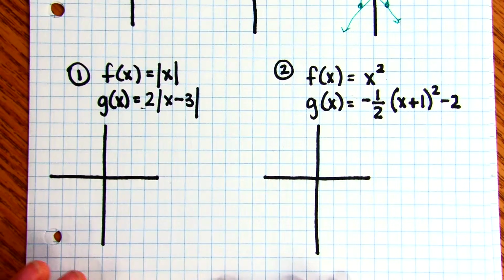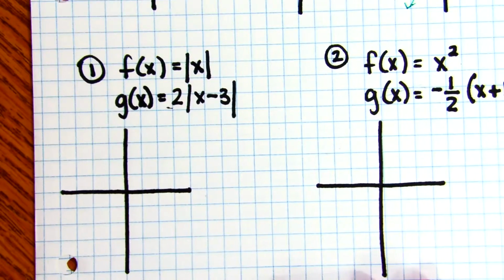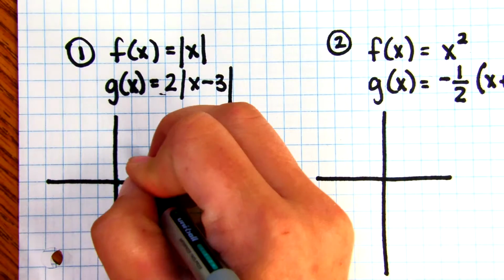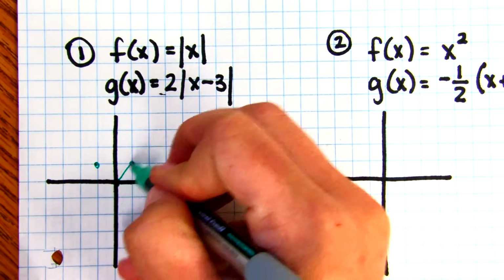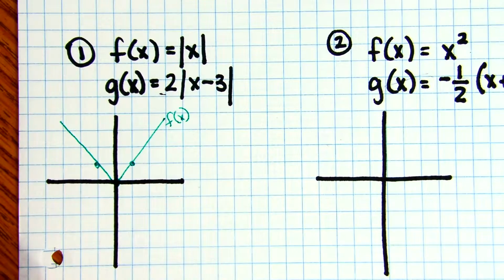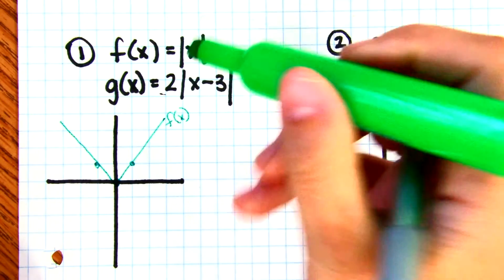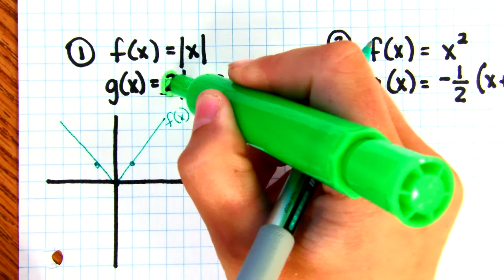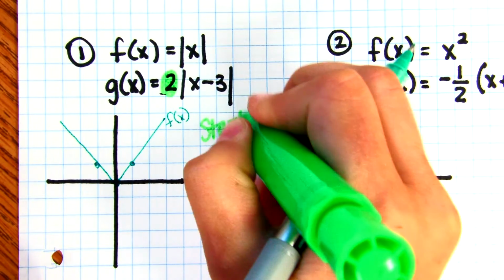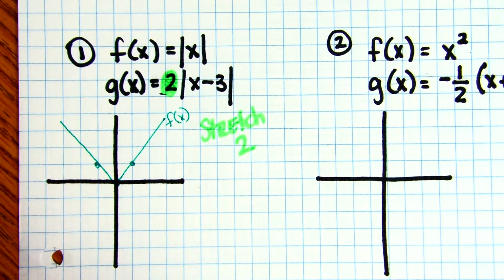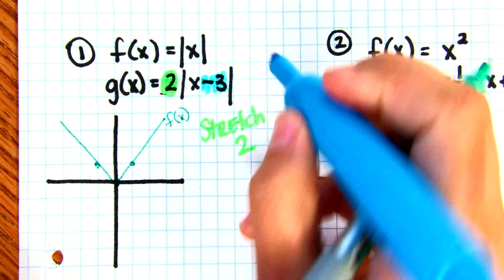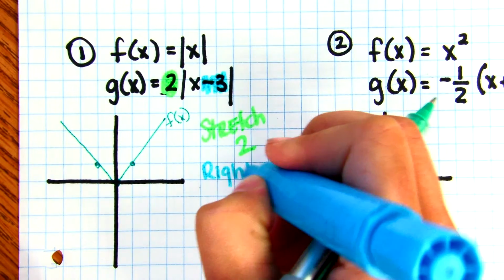I'm going to start with number 1. It says f of x is the absolute value of x. So that is our parent function. I will graph that quickly: 0, 0, 1, 1, negative 1, 1. So this is f of x. And then for the transformation, I see that it has a 2 times it, so that means it's going to be a stretch of 2. And then I'm subtracting 3 on the inside, which is a horizontal movement of right 3 units.